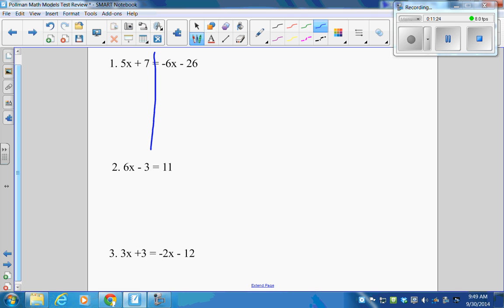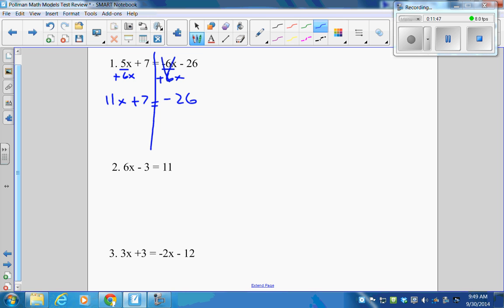All right, your goal of every algebra problem is to get the x's by itself. But in order to do that, I got to get them together first. So for me, it's easier to move my smallest x. My smallest x is negative 6x. So the opposite of negative 6x is plus 6x. That cancels out. I have 11x plus 7 equals negative 26.